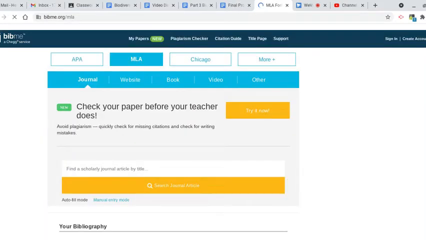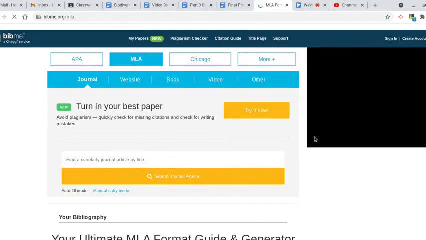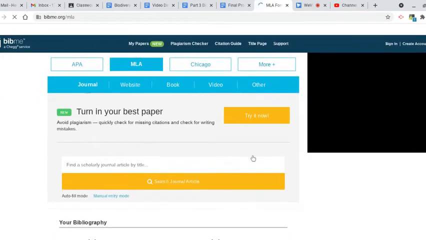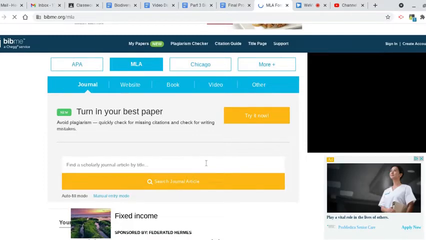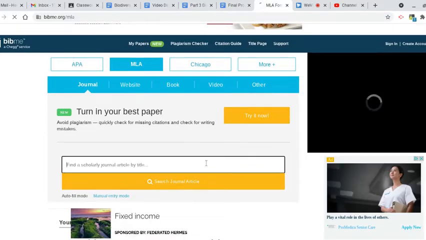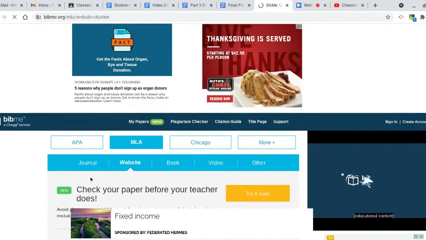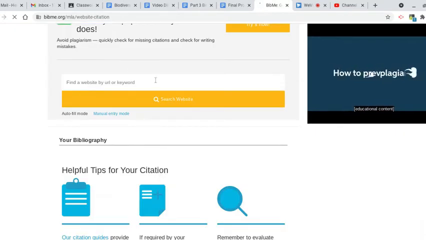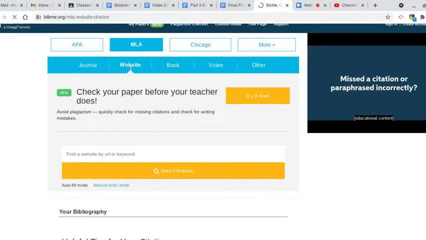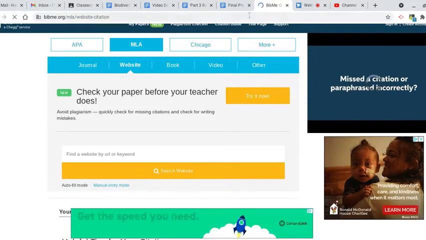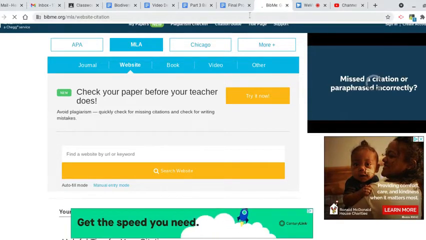To put your sources in MLA format, simply type in your article here or paste in the URL. A lot of us are using websites, so you can just click on website up here and then paste in your URL, and it's going to put it in MLA format for you.